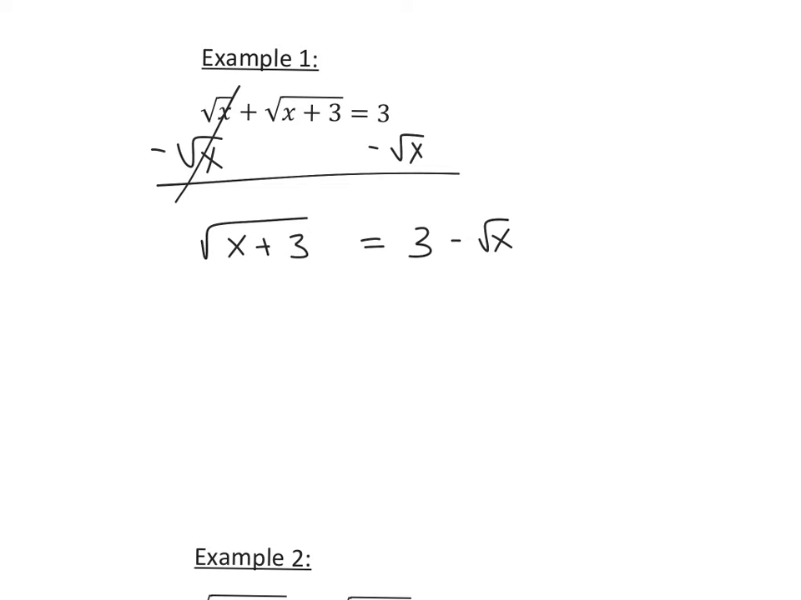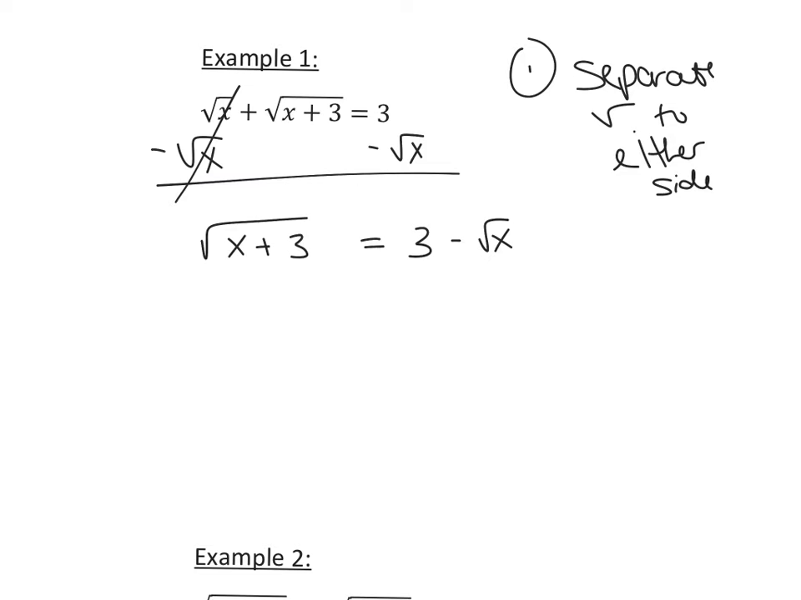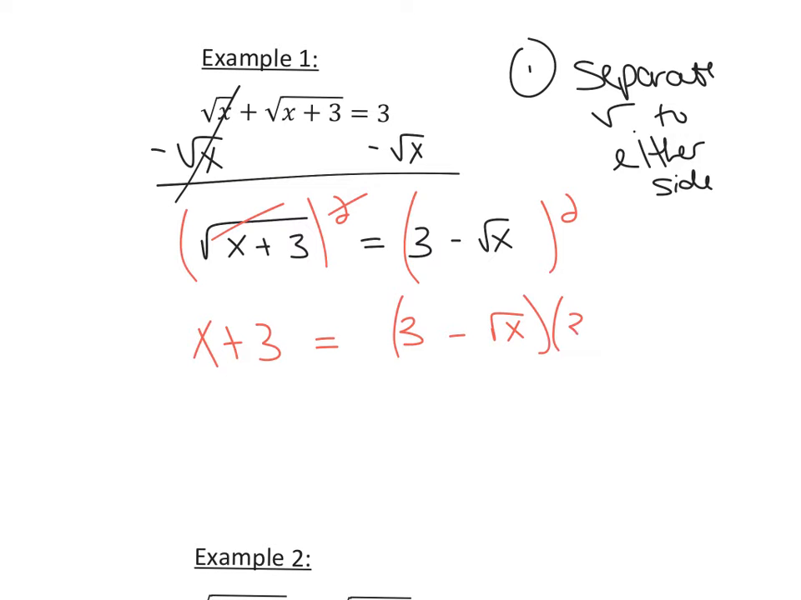And then it's the same process. So step one is going to be to separate radicals to either side. And it's the same process, solve. So you're going to square both sides. These will cancel. You'll end up getting x plus 3 equals, this is box method. There's a squared there. So you're going to have to write this out twice and go ahead.